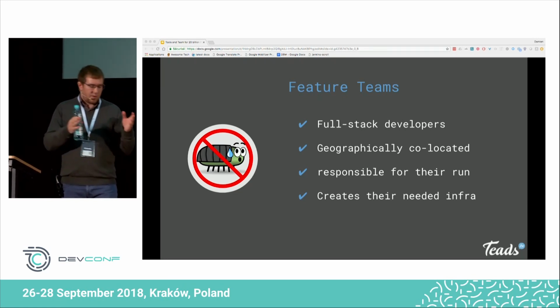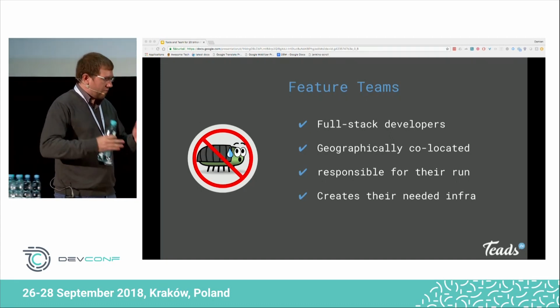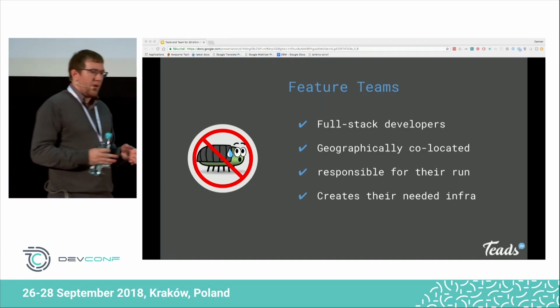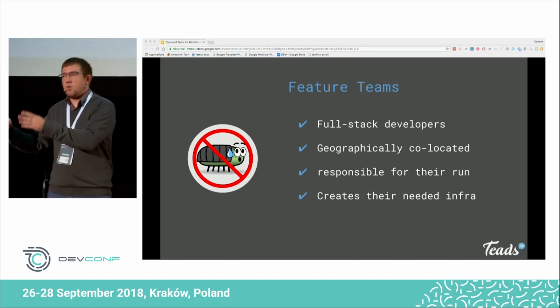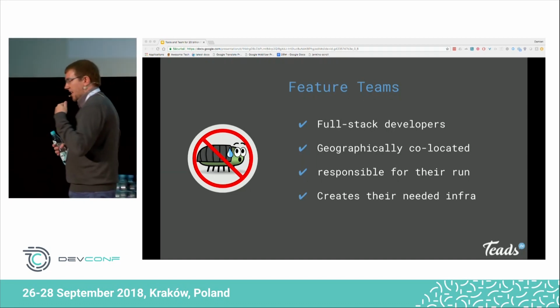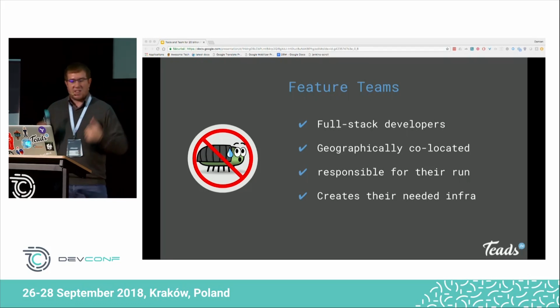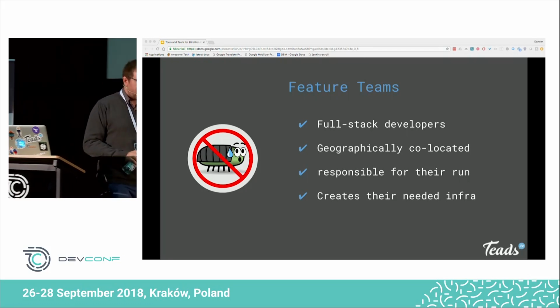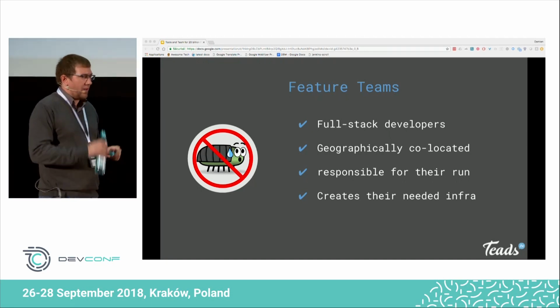Because even though the guy that is doing the feature is a real good Scala developer, he also can do some TypeScript. He also can do some Terraform. It's not a big deal. And we will hire people that have this kind of knowledge, this kind of T-shaped profiles. And we make feature teams responsible for their run.